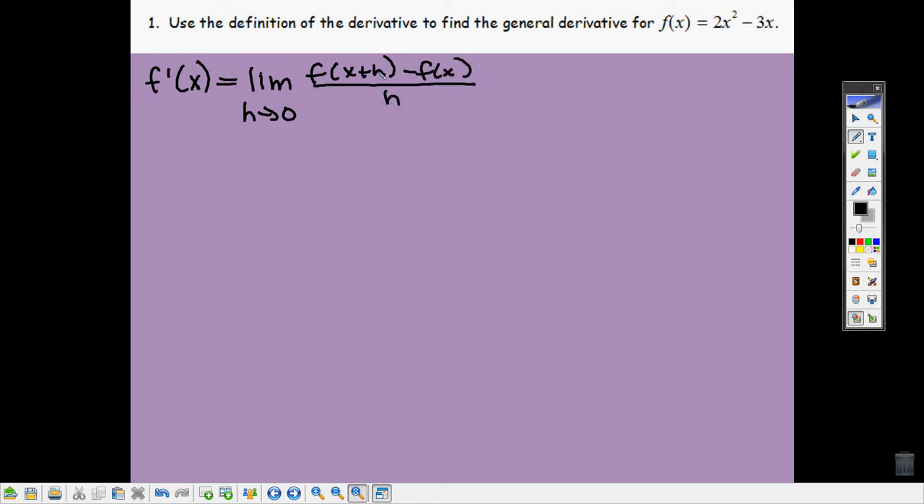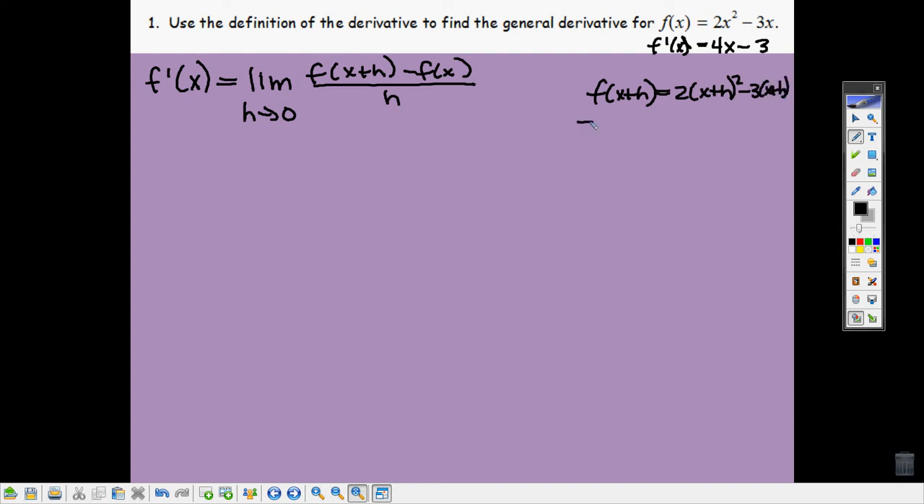Now the first thing that I would do is come over here and do your shorthand derivative. This will help you make sure that you are staying on track algebraically and not making any mistakes. So we now know that the derivative should be 4x minus 3. Okay? So in order to plug into this formula, I need all the pieces. So I have f of x. I need to find f of x plus h. So that's going to be 2 times x plus h, quantity squared, minus 3 times x plus h.